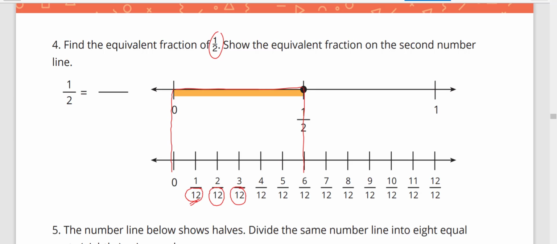Okay, now how many twelfths equal half? Let's count. Here, without counting, here is half. So half is equal to 6/12. So we write here the fraction, 6/12.